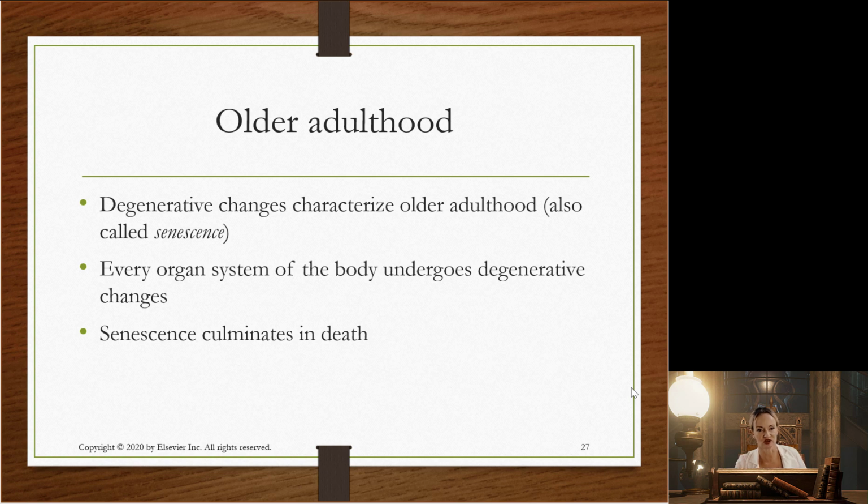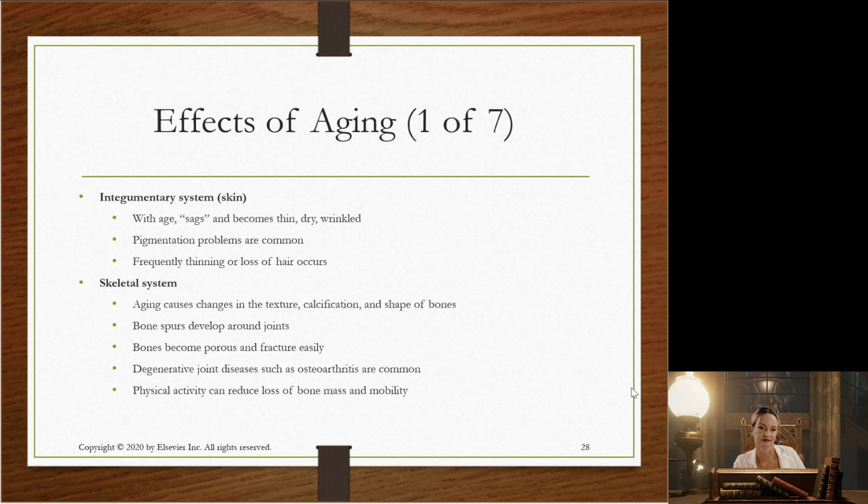Now in the older adult, we see degenerative changes that characterize older adulthood. The study of aging is called gerontology, and the degenerative changes that characterize the older adult are known as senescence. Every organ system of the body undergoes degenerative changes. Senescence culminates in death. So what happens as an effect of aging?